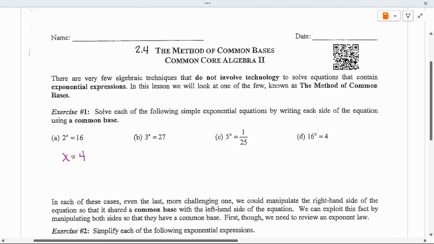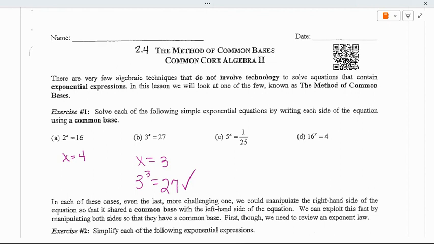Okay, I'm going to give you 30 seconds to do the next one. 3 to some power equals 27. Figure out what that some power is. What'd you get, Hayden? X equals 3. Yeah, x equals 3. And I'm just going to write, I know that because 3 to the third power equals 27. That makes sense.